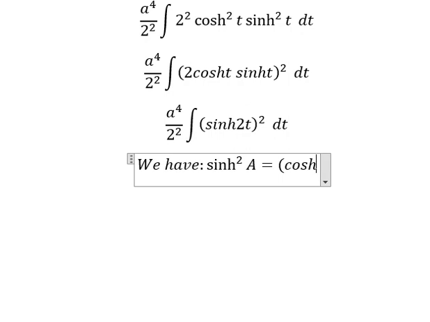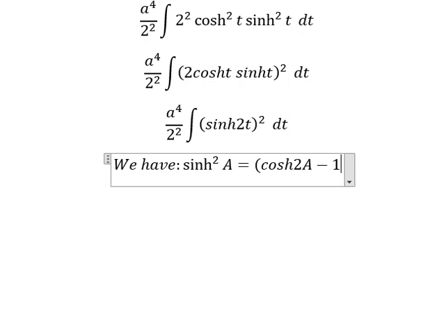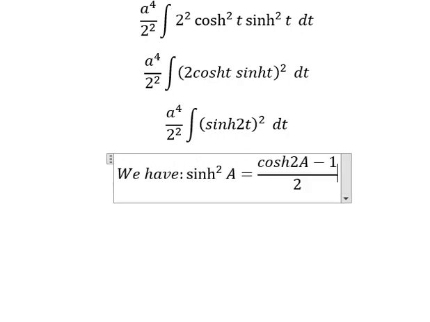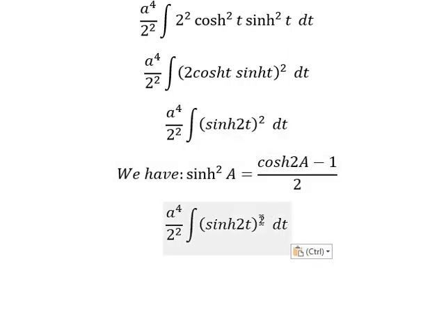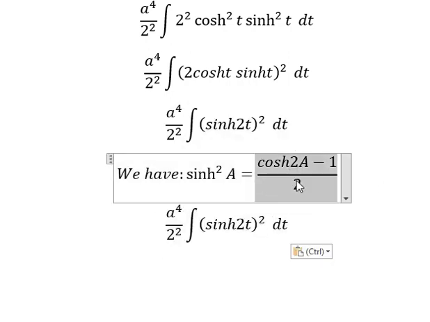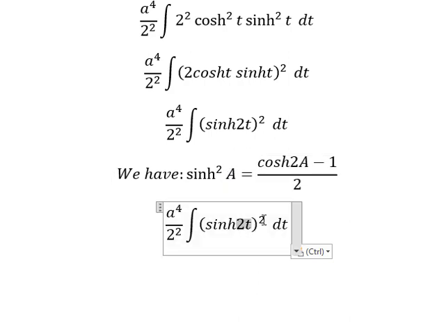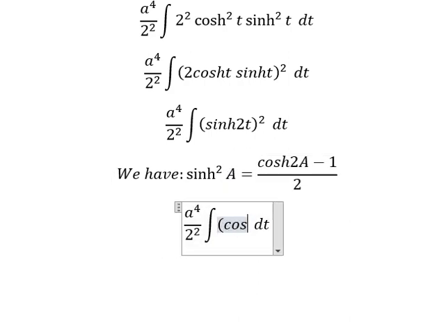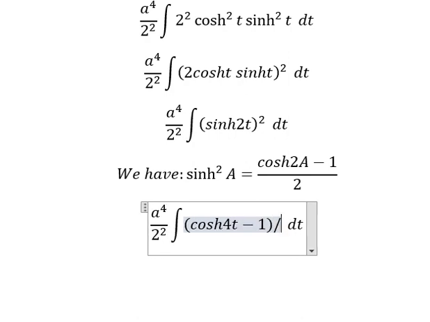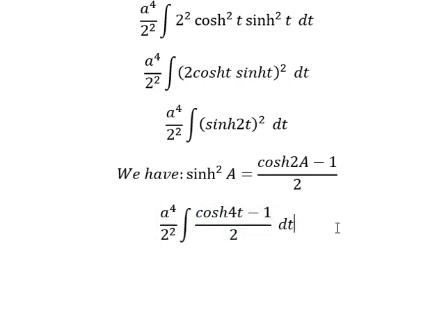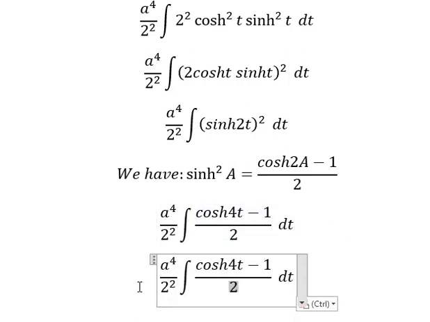We have cos 2a minus 1 over 2. So we need to transform this one into this one. So capital A is 2t. So we have cos 4a, and cos 4t minus 1 over 2. So 2 and 2 square, we have 8.